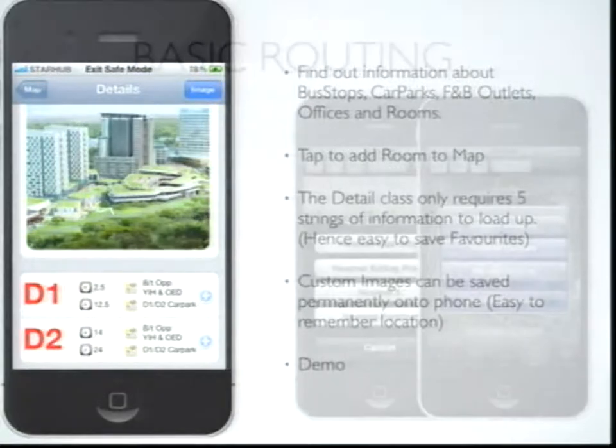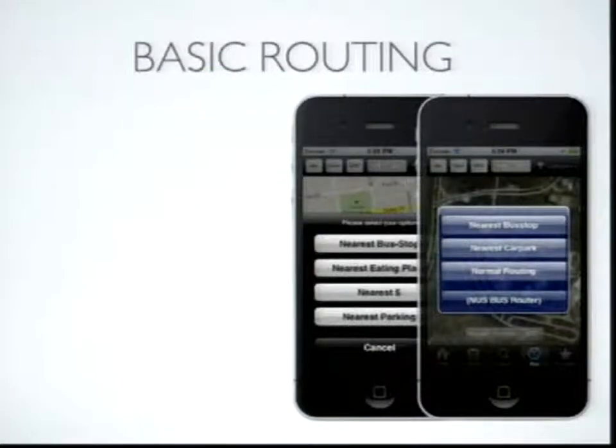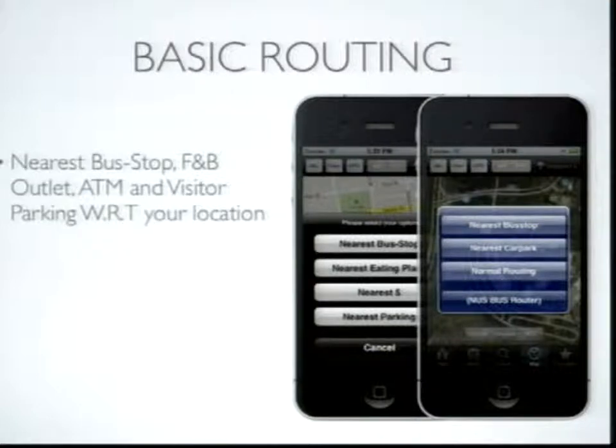Okay, so next up, some basic routing. Basic routing is basically you're able to find what is around you. So in this case, if you tap on your current location, you can find out the nearest bus stop, FMB outlet, ATM, or parking. It is basically very simple. It just finds the nearest location and drops it on the map.